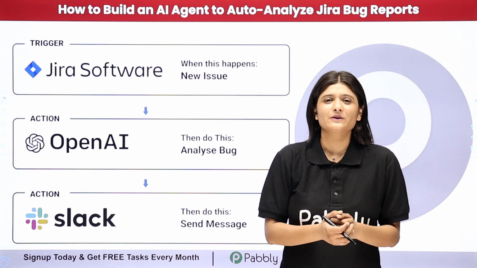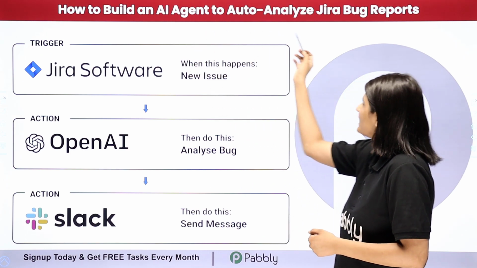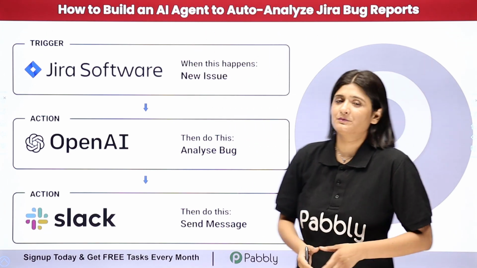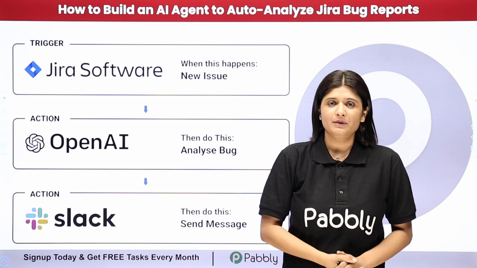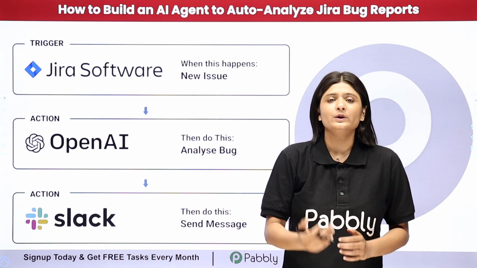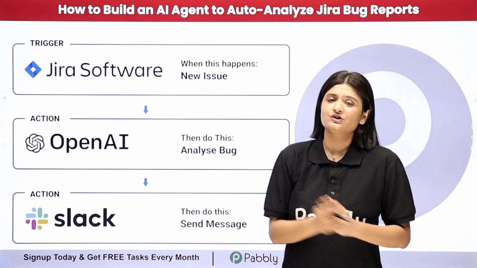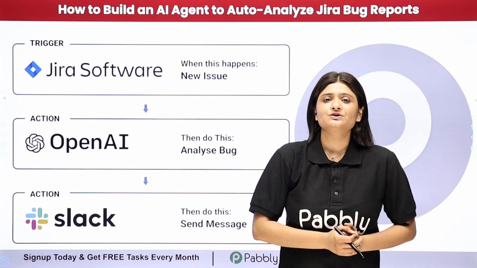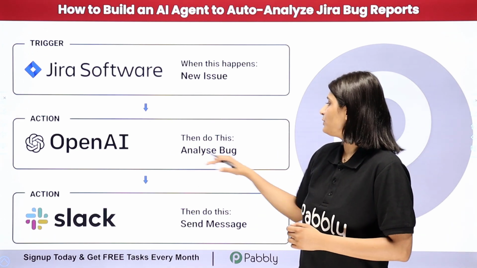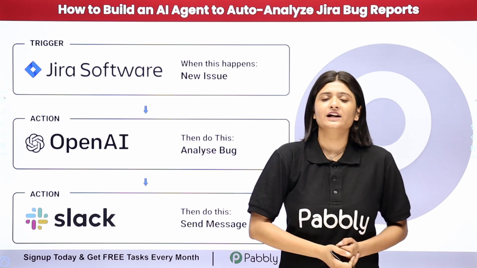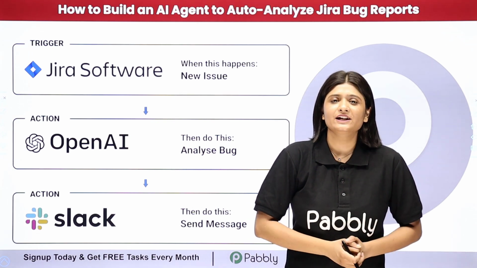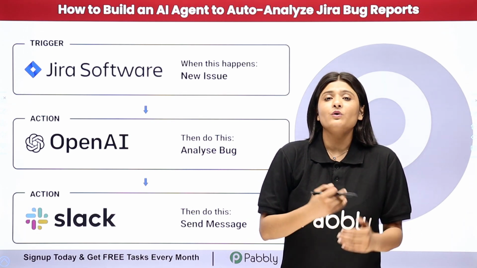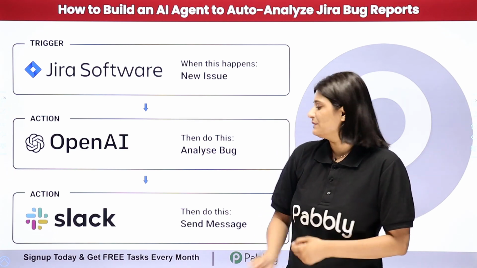In this video, we are going to learn how to build an AI agent to auto-analyze Jira bug reports. So I'm in a developer team, and whenever there is an issue, it is notified or added in the Jira software. Now I want that as soon as there is a new issue, this should be automatically analyzed with the help of an AI agent. Here I'm going to use my AI agent as OpenAI, and it should be automatically notified to my team on Slack.